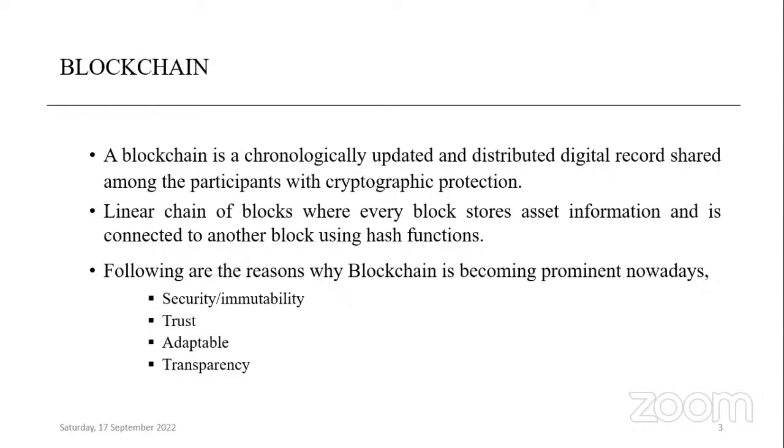This is a short introduction about blockchain. Blockchain is a chronologically updated and distributed digital record which is shared among the participants, which is cryptographically protected. We can define the blockchain as a linear chain of blocks where the information is stored in a block, and all the blocks are linked by using the hash functions. And the reasons why the blockchain is becoming famous nowadays are security, immutability, trust, adaptability, and transparency.